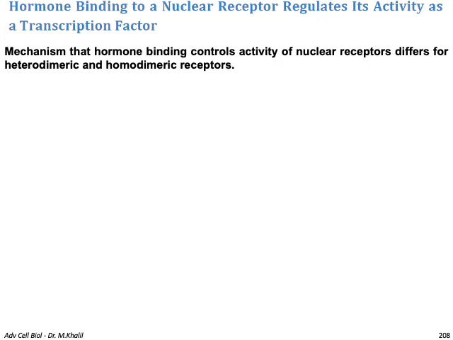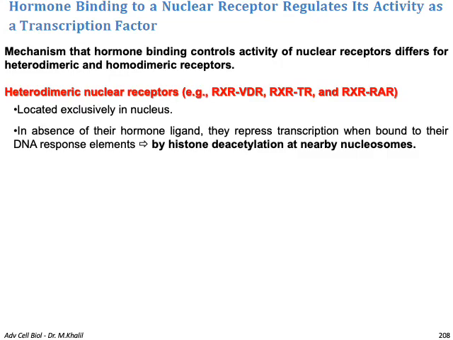So the hormone binding to a nuclear receptor regulates its activity as a transcription factor. The mechanism by which hormone binding controls the activity of nuclear receptors differs between heterodimeric and homodimeric receptors. Heterodimeric receptors are located exclusively in the nucleus. In the absence of their ligand, they repress transcription when bound to their DNA response element by a process of histone deacetylation, a mode of epigenetics at nearby nucleosomes.